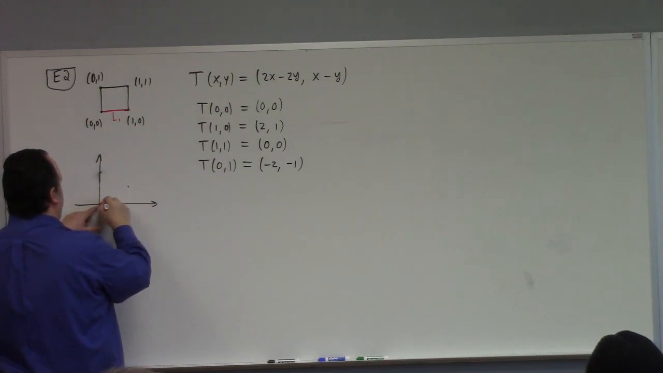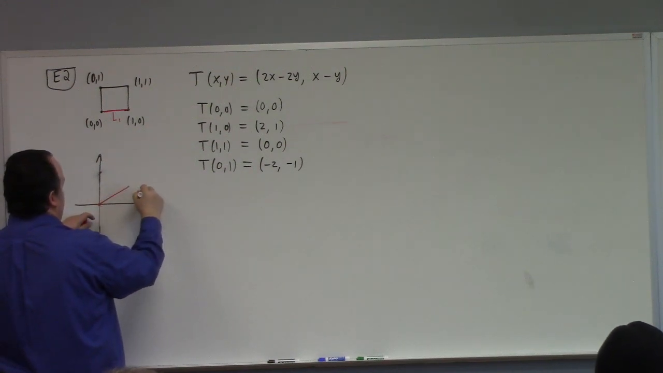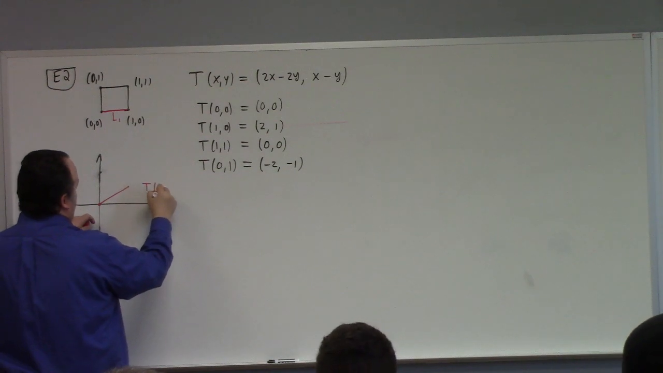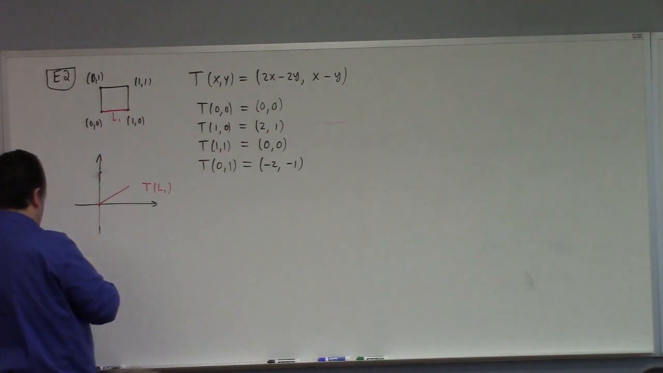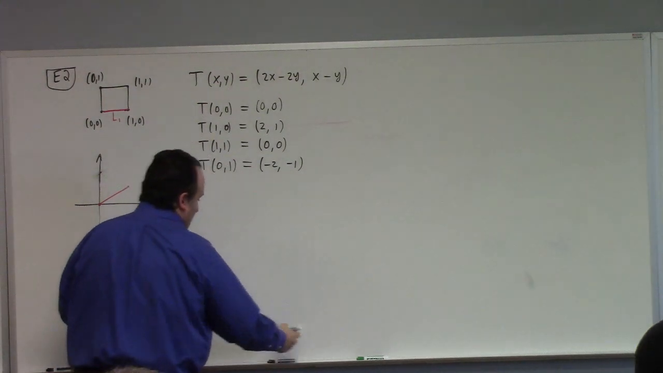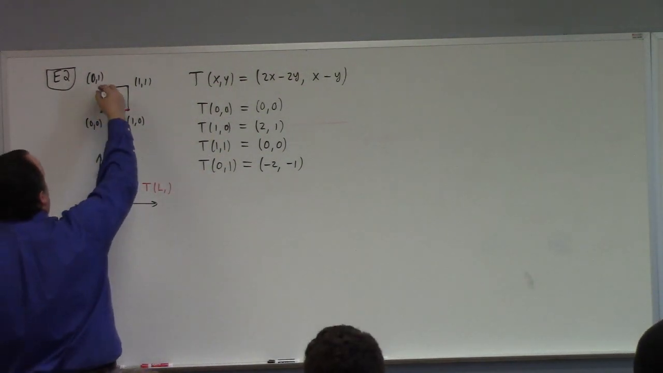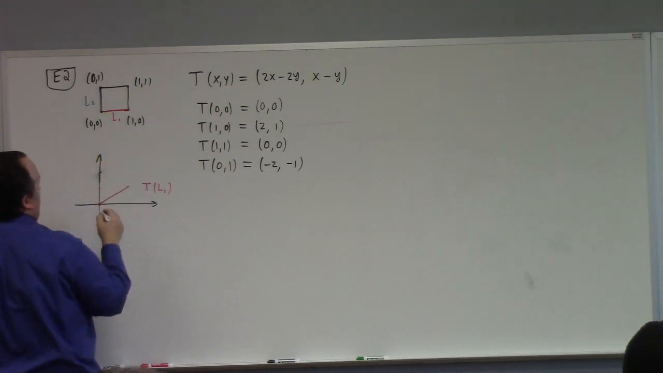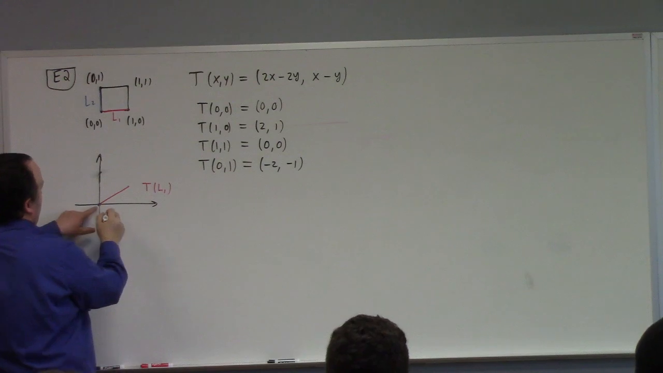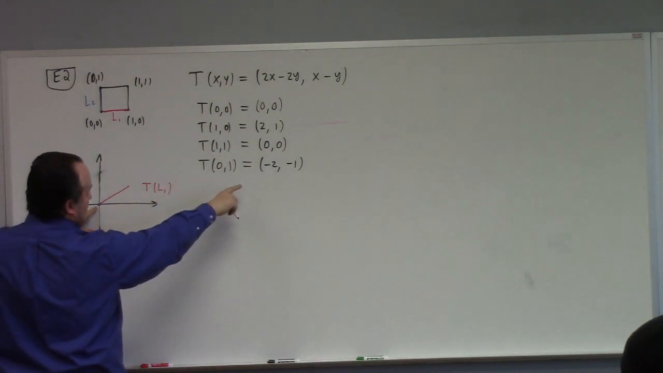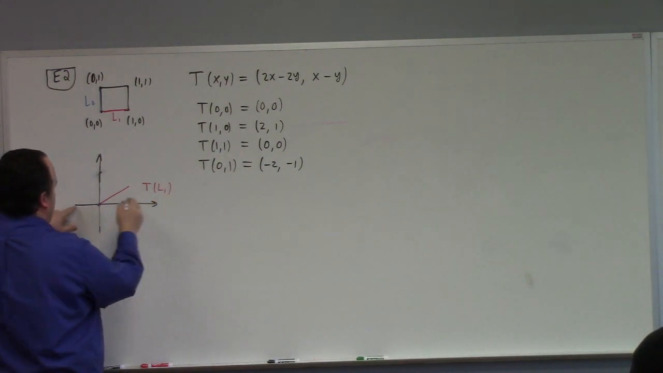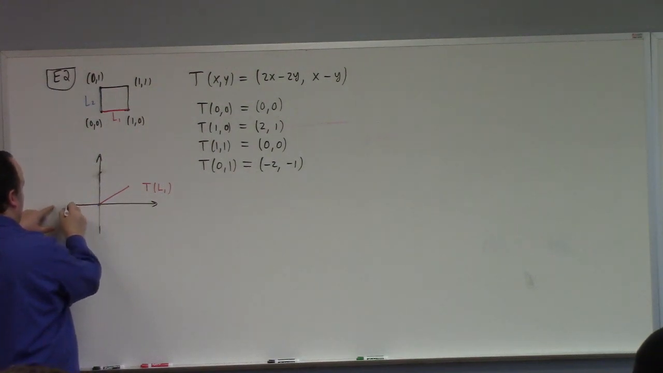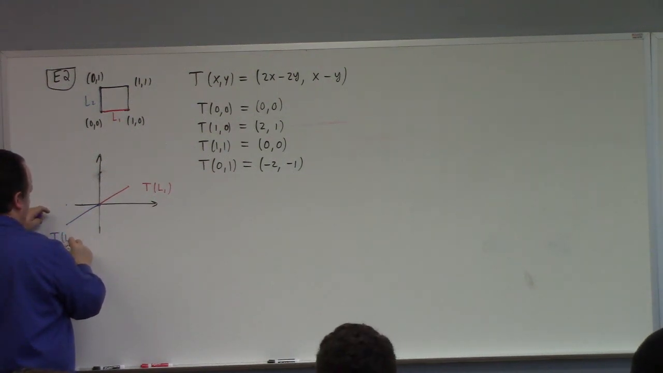So like here, T of L1 is the red segment. This is L1. How about this one, from 0, 0 to 0, 1? This one over here, let's call that L2. So we start out at 0, 0, and we map to 0, 1, which goes to minus 2, minus 1, which is over here, right? This is T of L2, right?